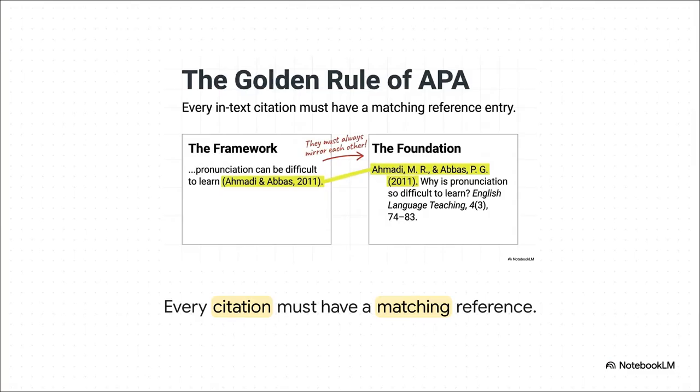Okay, it's like building a house, right? Every solid structure absolutely needs a perfect foundation, which brings us to the core, undeniable rule of the whole APA system. We call it the golden rule. It states that every single in-text citation must have an exact mirroring entry in your reference list. No exceptions. If you mention an author in the body of your paper, your reader has to be able to flip to the back and find the complete blueprint for that source. Doing this creates an unbreakable thread between your text and your foundation.